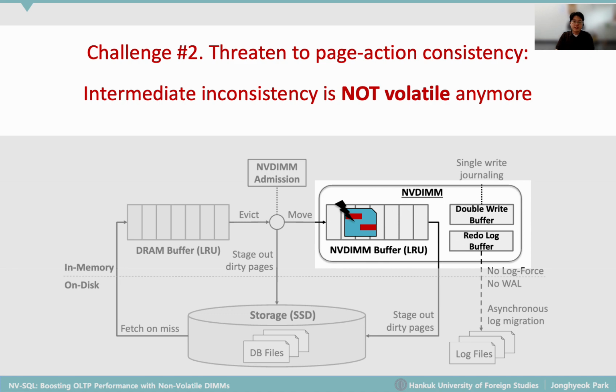Next, the page atomicity consistency problem. In traditional DRAM-SSD architecture, inconsistencies with cached pages are not a concern because DRAM is volatile. However, since we use NVDIMM as a durable write cache, partial updates to NVDIMM pages become immediately durable. This creates the potential for page atomicity inconsistency in the event of a system crash.